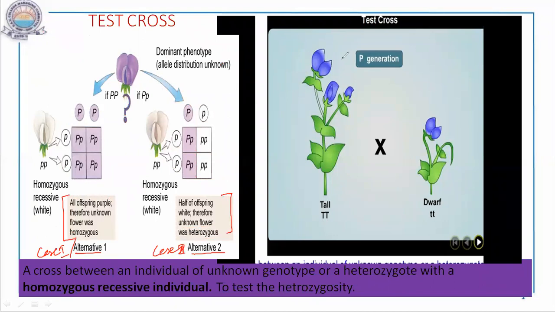And the next thing you have to remember is the cross. The cross is very easy. Once you understand the monohybrid cross, this cross will be nothing for you. You can do it. Okay, is that clear?